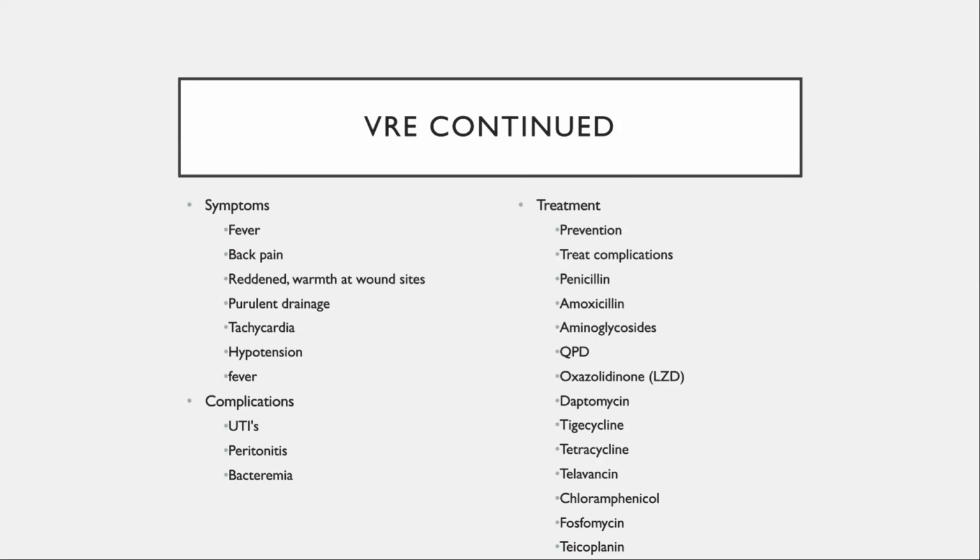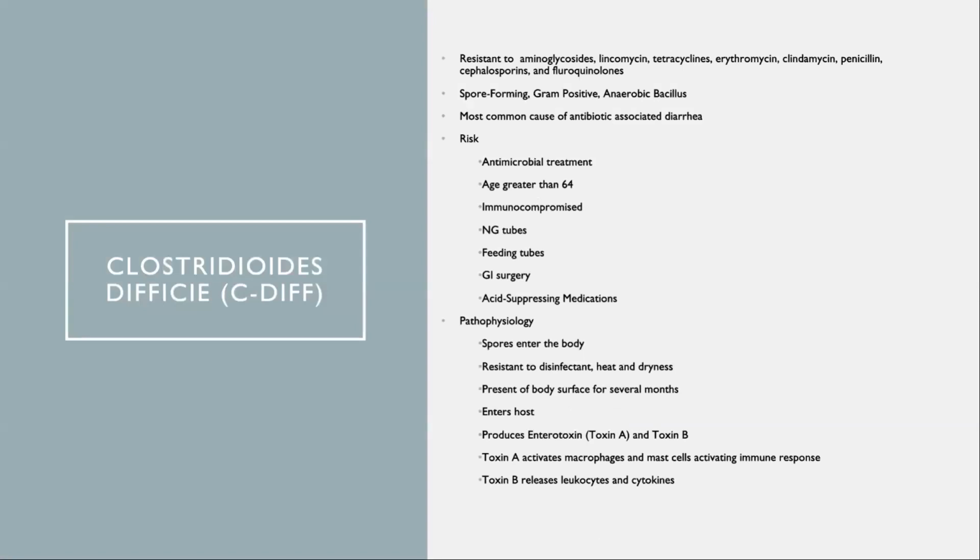other different medications. Then we have Clostridioides difficile, or C. diff. This is resistant to aminoglycosides, lincomycin, tetracyclines, erythromycin, clindamycin, penicillin, cephalosporins, and fluoroquinolones. So it is resistant to many, many medications. This is a spore-forming gram-positive anaerobic bacillus, and it's the most common cause of antibiotic-associated diarrhea.